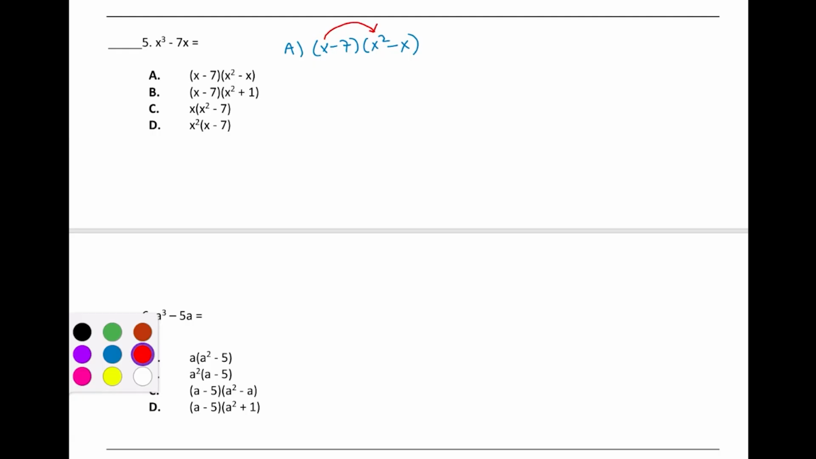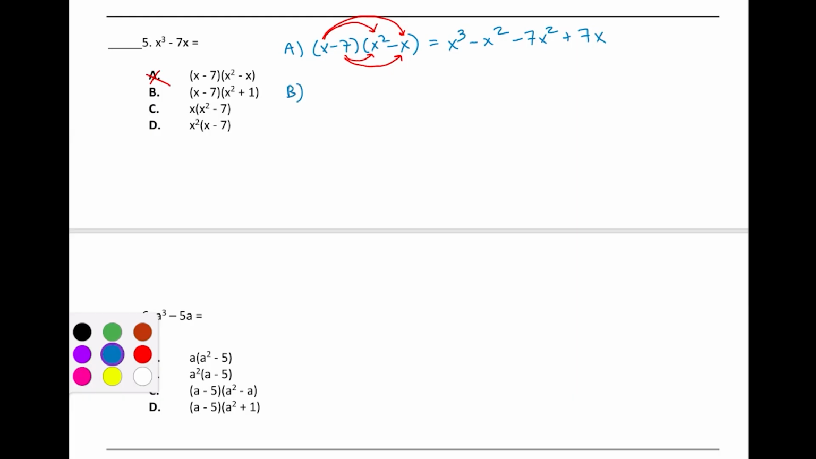First, I'm going to distribute the x to get x cubed. X times x squared is x cubed. X times negative x is negative x squared. Then I'm going to distribute the negative 7. So negative 7 times x squared is negative 7x squared. And then negative 7 times negative x is positive 7x. So you can see that this is definitely not going to be the same as the original problem. So A is not going to work out for us.